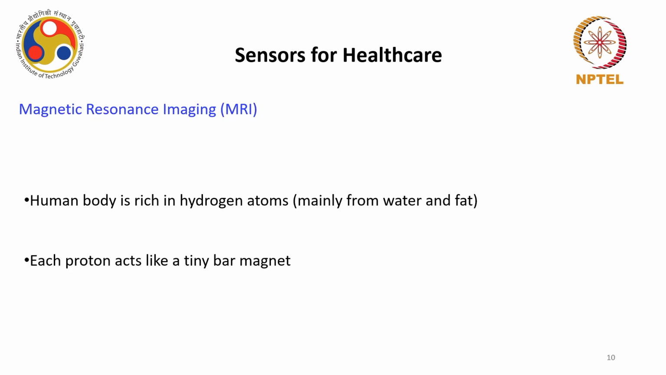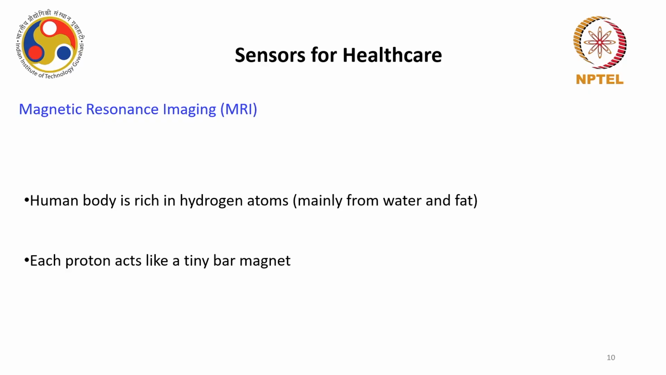As I have mentioned, exactly the same phenomenon is utilized in MRI. We know that our body is made up of different fluids, different molecules, including hydrogen, and MRI utilizes the hydrogen atoms present in the body. This hydrogen is mainly coming from fat or water content or other fluids in the body. Each proton acts as a tiny magnet, and when it comes in the vicinity of another magnetic field, it aligns itself.